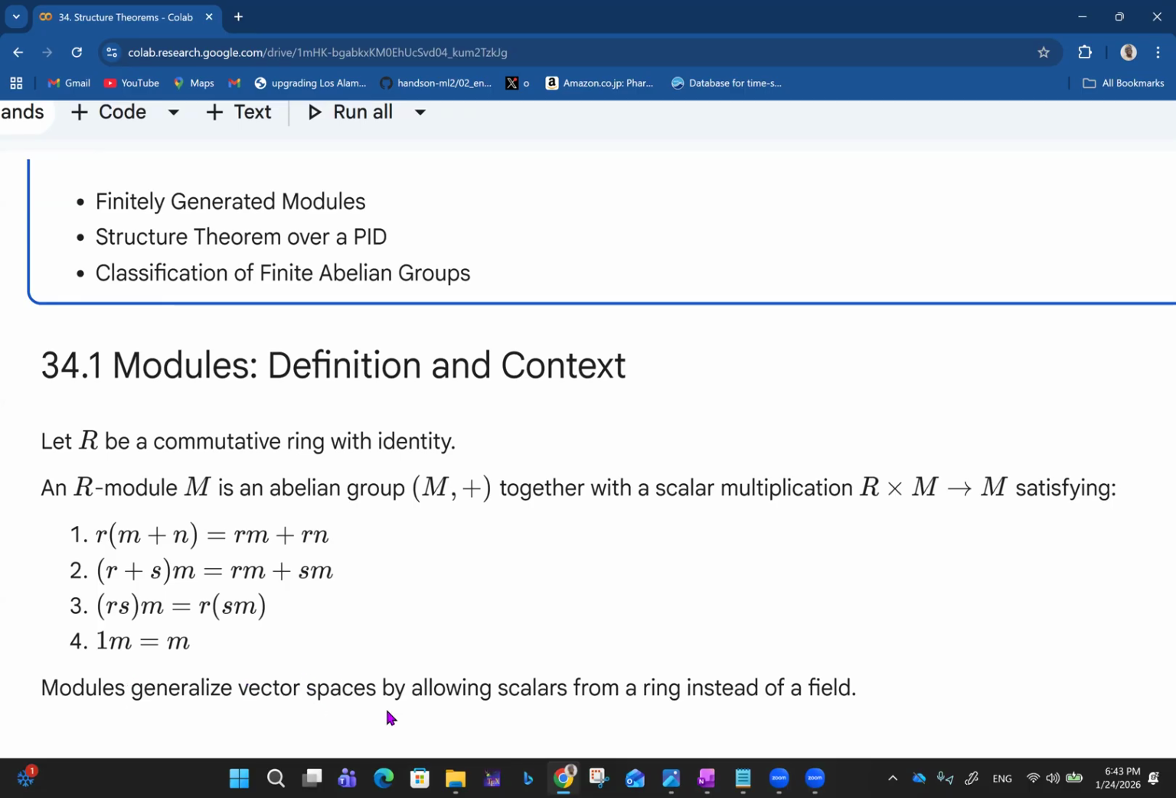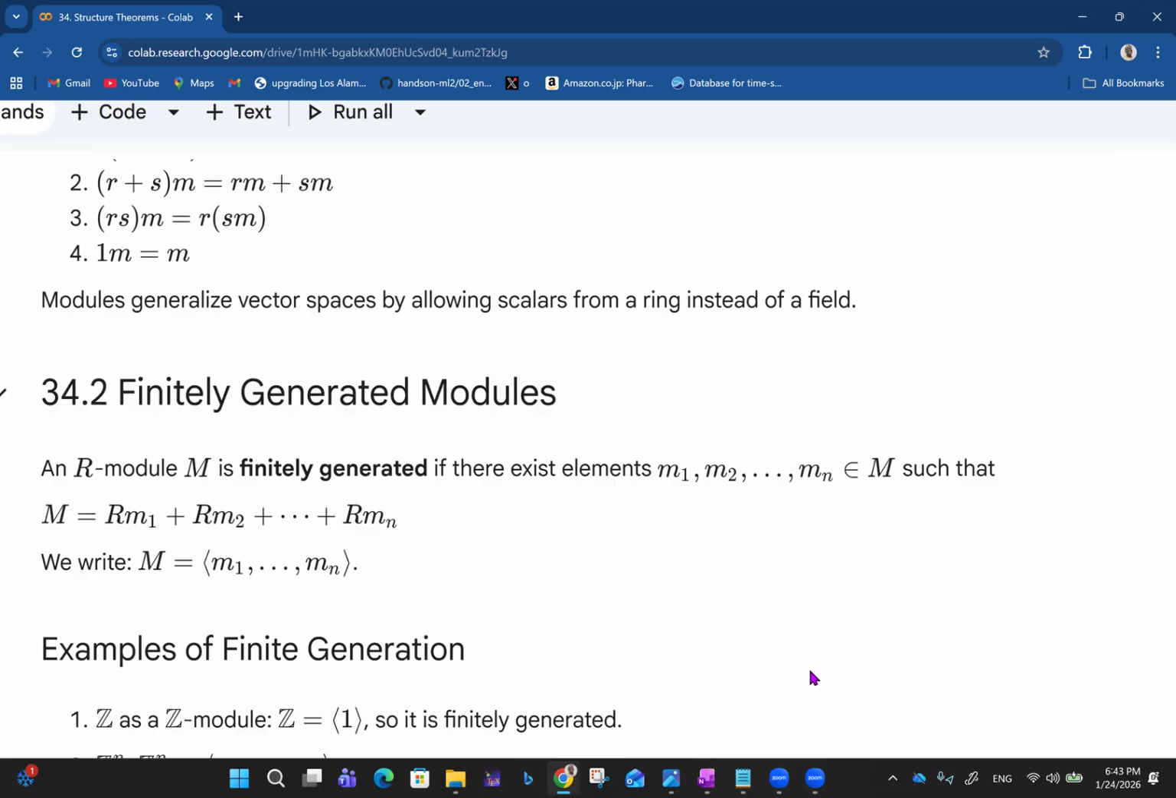So modules generalize vector spaces by allowing scalars from a ring instead of a field. That's how the generalization is done, because scalars come from a ring instead of a field, and fields are special types of rings. So we're looking at the whole ring in this case.